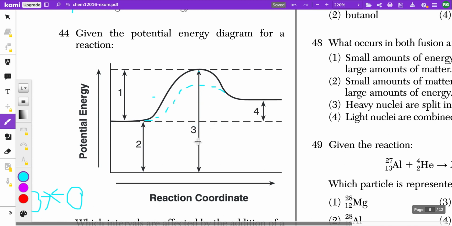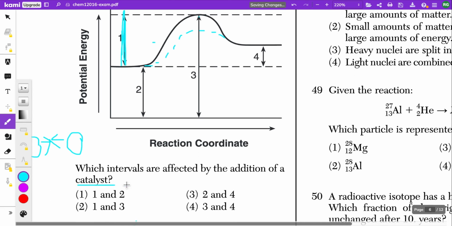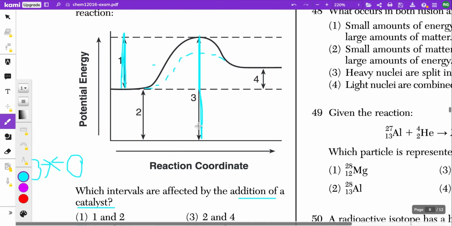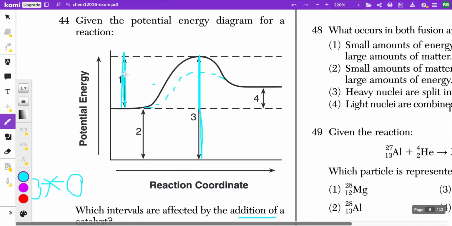And what happens is you can see that arrow 1, right? Obviously, this arrow is affected by the addition of a catalyst. And also, this arrow right here, arrow number 3, is affected by the addition of a catalyst. And arrow number 3 is the transition state. Arrow number 1 represents the activation energy, which decreases. And arrow number 3 represents the transition state, which is when you're transitioning from the reactants to the products, okay?